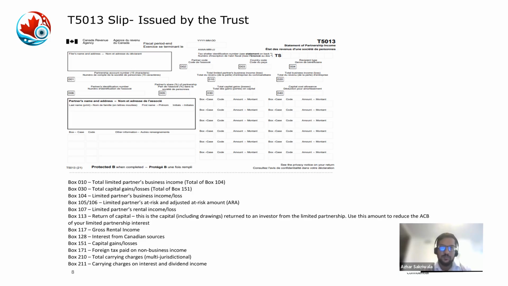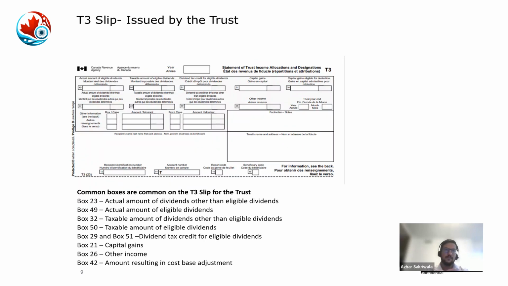Similarly, any distributions made by a partnership are reported in box 113, which is also known as return of capital. And there are designated boxes for foreign tax paid and interest expense, also known as carrying charges.